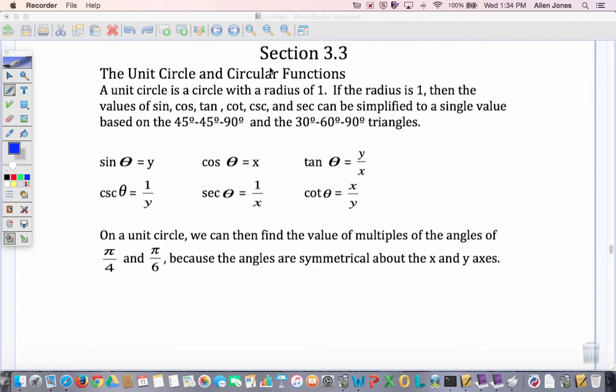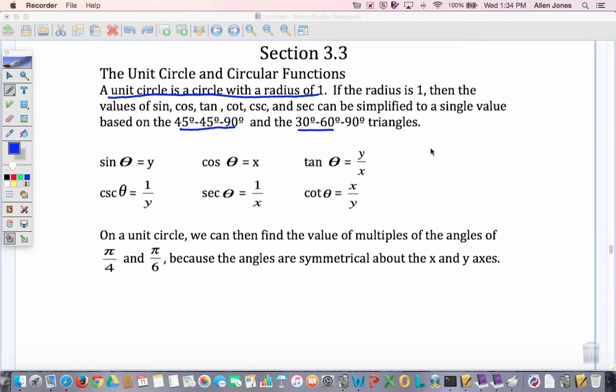At the unit circle here in section 3, before we get to the actual circle itself, a unit circle by definition is a circle that has a radius of 1. So the radius is 1, then the value of sine, cosine, tangent, and reciprocal functions can be simplified, and what it amounts to is our unit circle is going to contain those multiples of a 45, a 30, or a 60-degree angle, as we saw with some of our radian measure.